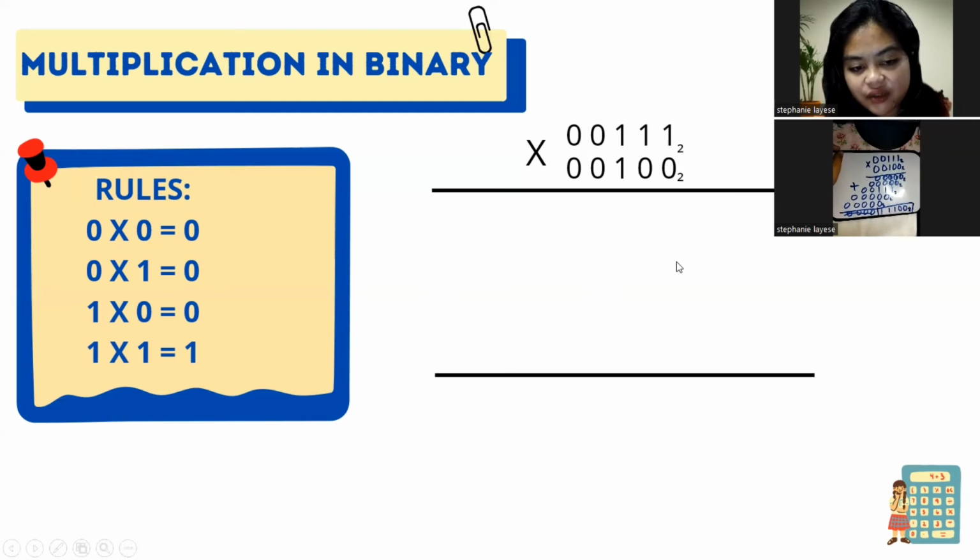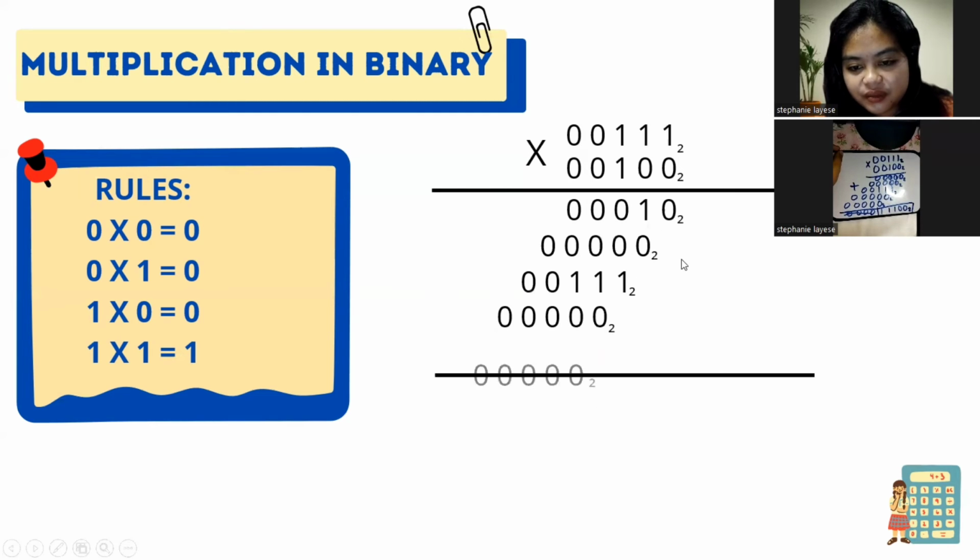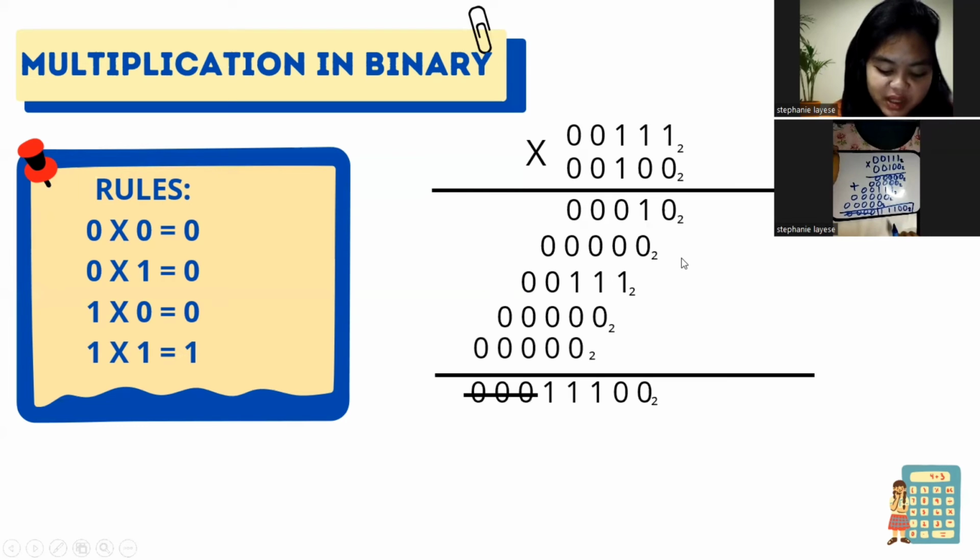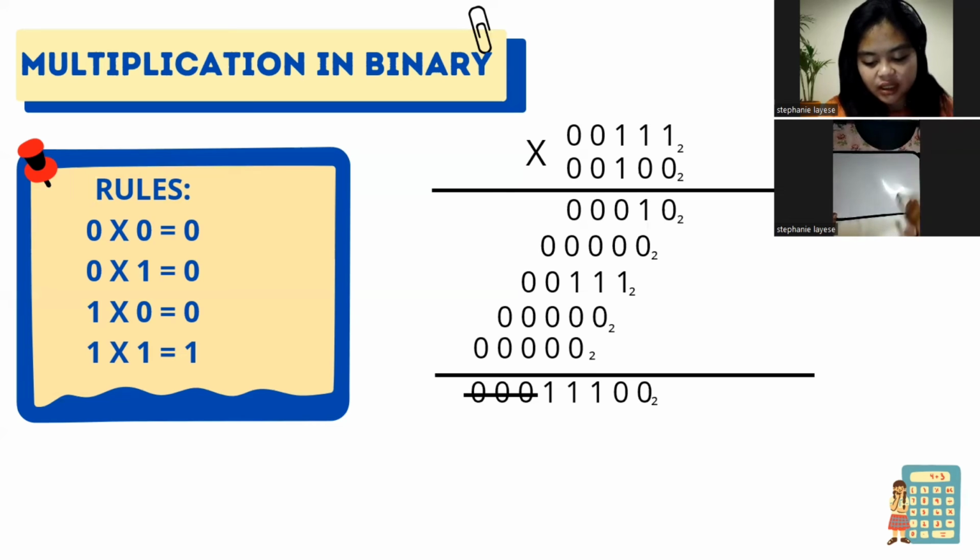And let's check if we get the same answer. And yes, we get the same answer, which is 11100 subscript of 2. Now prepare yourself because the next lesson is about division. And I hope it's not difficult for you.